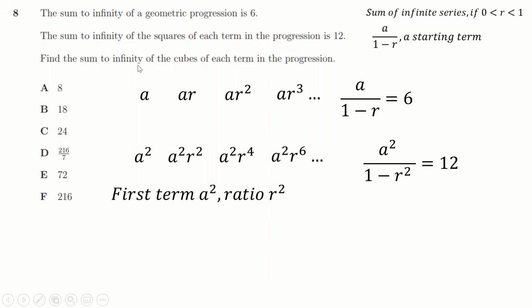Now it's asking me to find the sum of the cubes. I don't feel like I'm going to be able to do that unless I find a and r, because these are actual numbers. It's not in terms of a and r, it's asking me for a number, so I think I need a and r. But this looks a bit like a simultaneous equation, so I think I can do it.